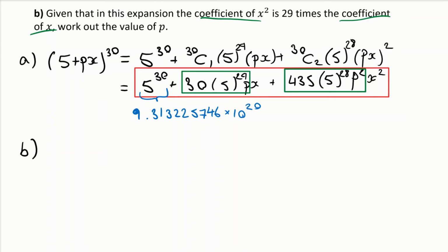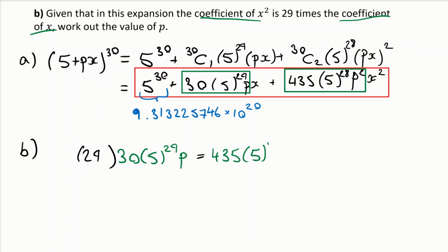And the coefficient of x squared, which is 435 times 5^28 times p squared, is 29 times the coefficient of x. Now in these kind of questions, they always expect you to turn this into an equation. And this is how we do it. We know that the coefficient of x times 29 gives us the coefficient of x squared. As an equation, that becomes 30 times 5^29 times p, which is the coefficient of x. We multiply it by 29, and that gives us the coefficient of x squared, which is 435 times 5^28 times p squared.